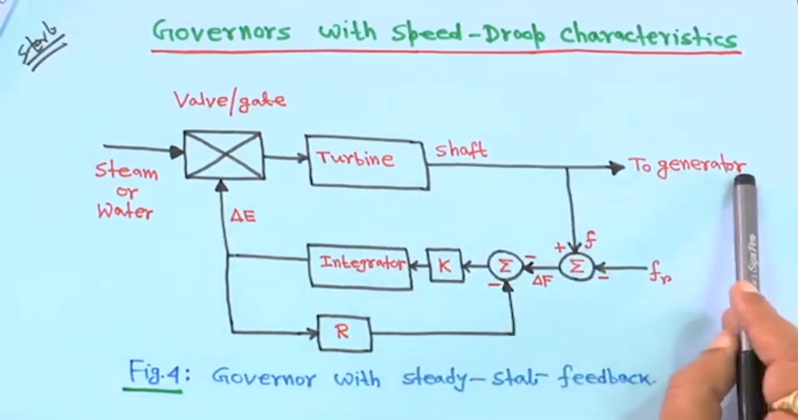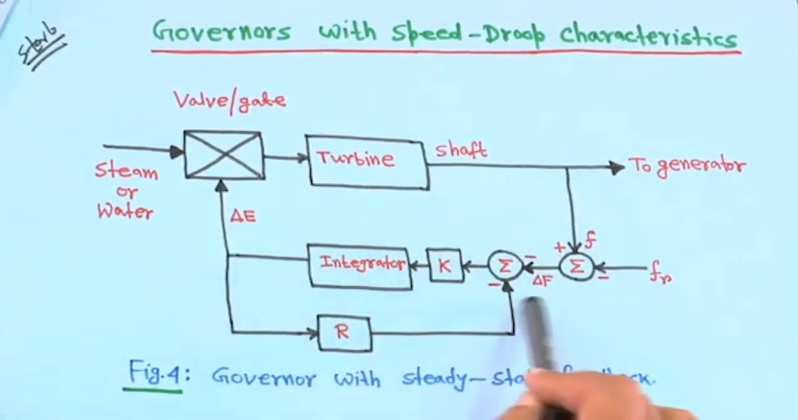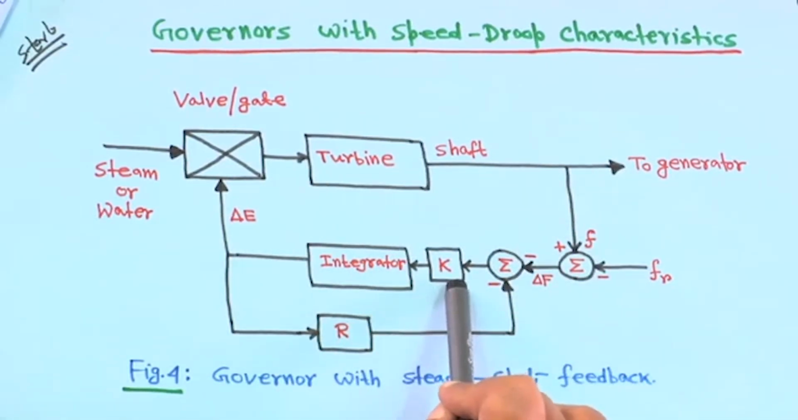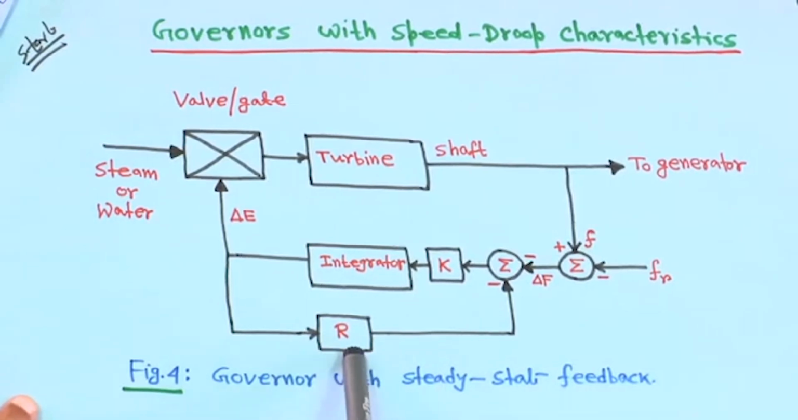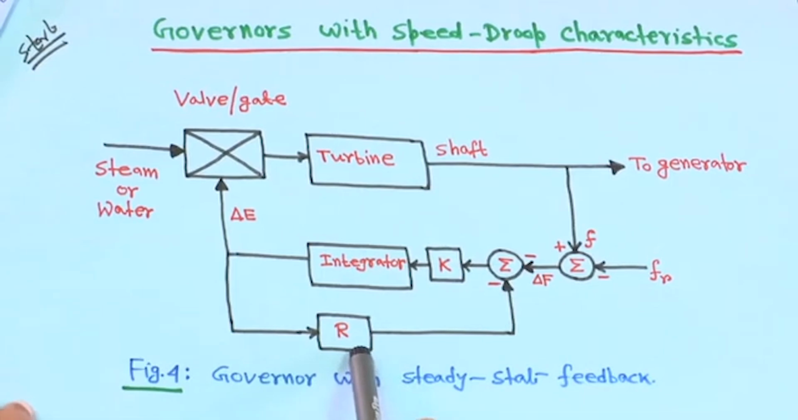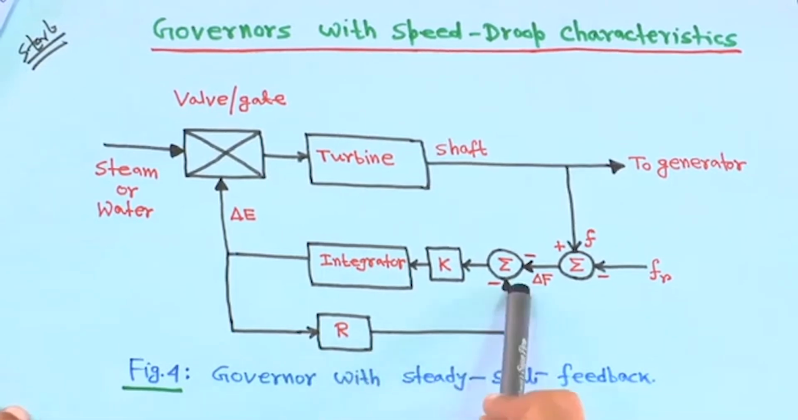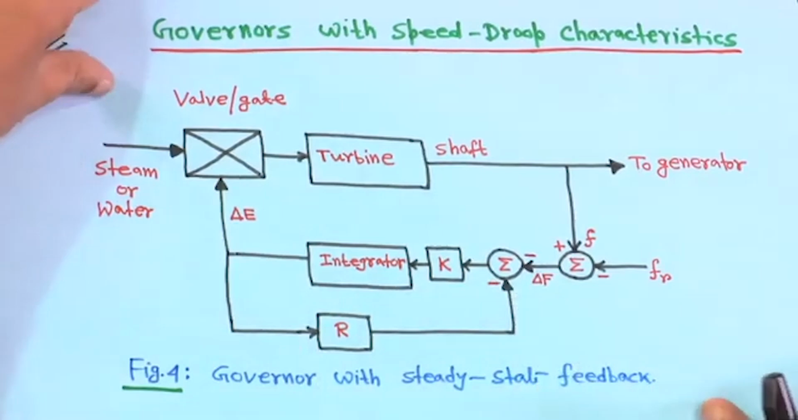This is the turbine shaft to the generator, and this portion has one gain, then an integrator, and one additional feedback loop R is used there. So, this is the governor with steady state feedback. Later we will see this R, which we call the speed regulation parameter. So, this feedback is taken.